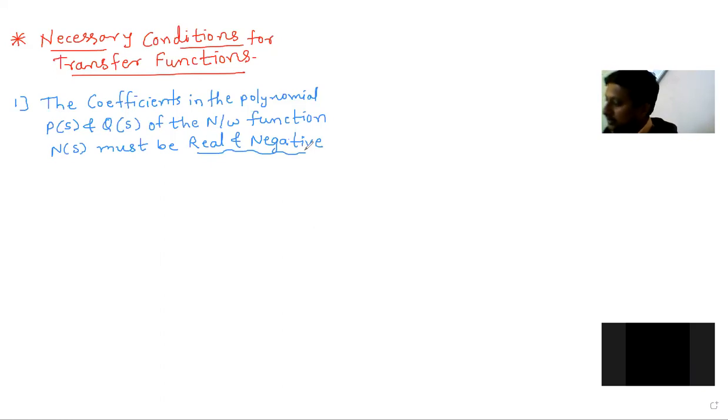You already learned the first point in the driving point function, where the words are real and positive. Here also it is positive only, not negative: real and positive. The first point is the same in transfer function as well as driving point function. The coefficients must be real and positive. That is the example I have given, S is equal to 0 or S is equal to -1.